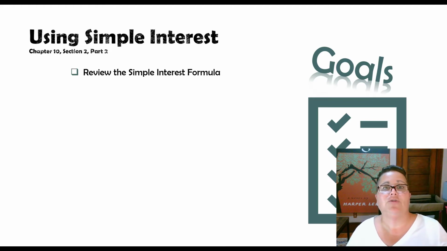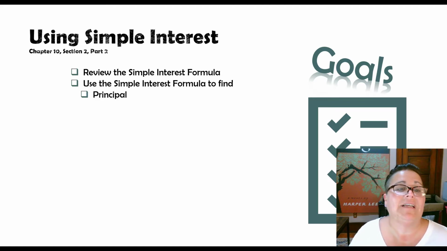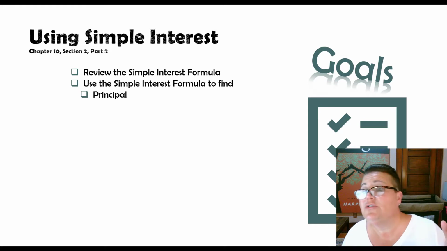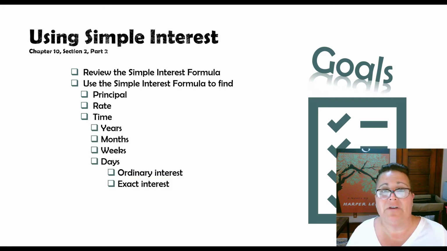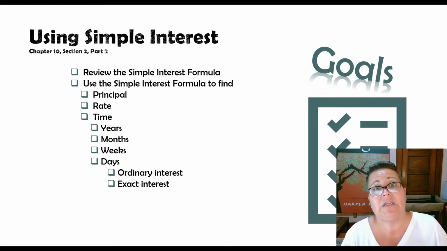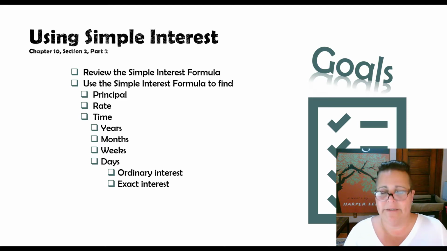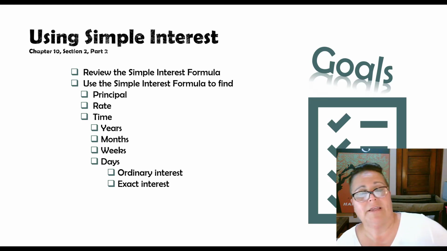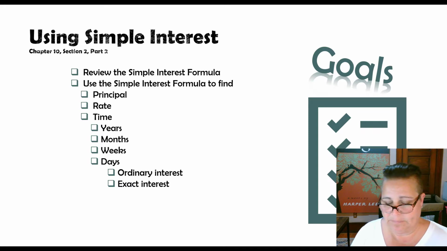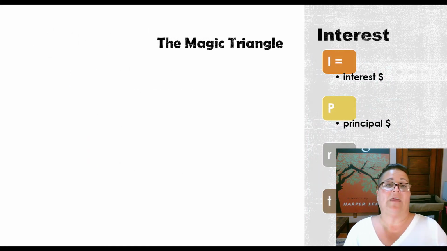Our goals for today are to review the simple interest formula, and to use that formula and rearrange it to find the principal, the rate, or the time when they are missing, and time in particular. In all of its different iterations, we want you to be able to find the time in years, in months, in weeks, in days, whether those days are ordinary or exact. So the ordinary number of days in a year, sometimes called Banker's Rule, or the exact number of days in a year. To begin with, remember that interest has 4 different parts.